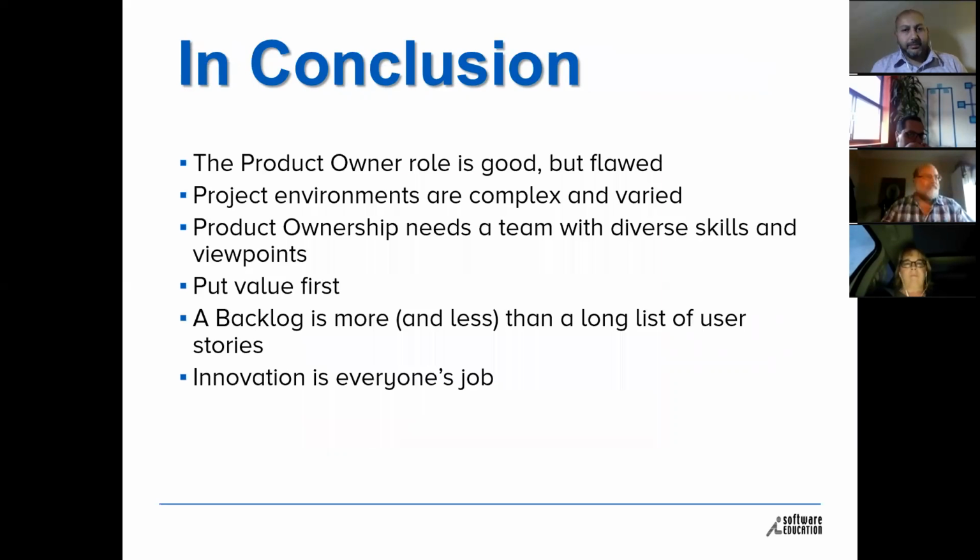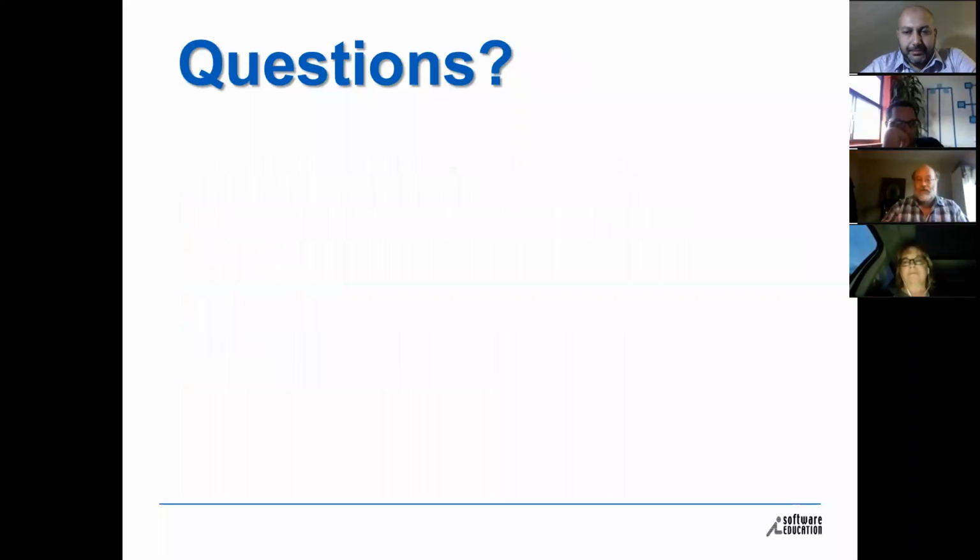So to wrap things up, I think the product owner role is good. It's the team captain, but it's fundamentally flawed. Projects are complex and varied today, more complex than they've ever been in the past, and that complexity is increasing. Product ownership needs a team with diverse skills and viewpoints, and that diversity is hugely important. Put value first, change the way we think about our backlogs, and make innovation everyone's job. So that's it. Thank you very much.